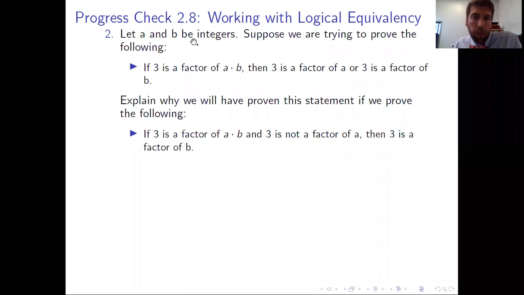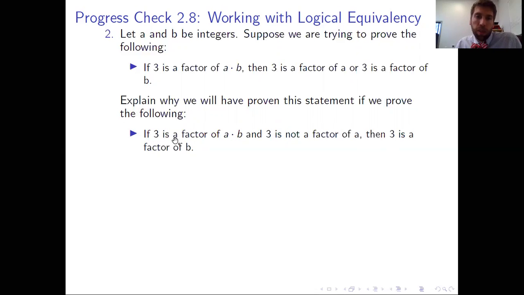Now let A and B be integers. Suppose we're trying to prove the following: if 3 is a factor of A times B, then 3 is a factor of A or 3 is a factor of B. Think about 3 is a factor of AB as being P, 3 is a factor of A being Q, and 3 is a factor of B being R. Then what we just did shows that statement is really the same as P and not Q implies R.